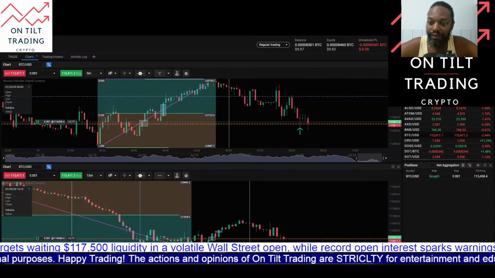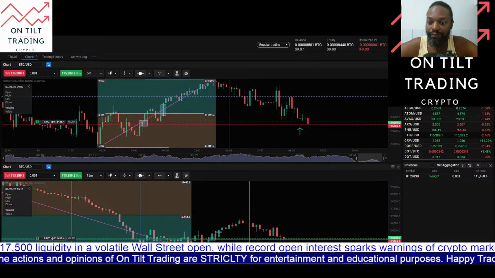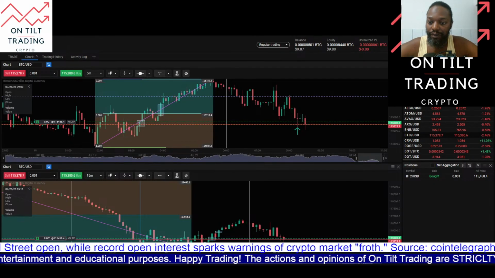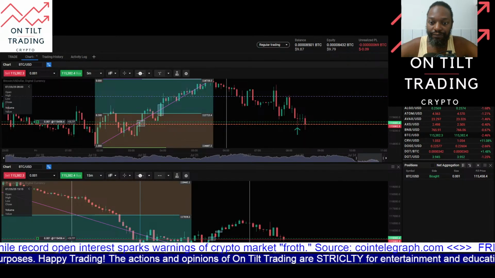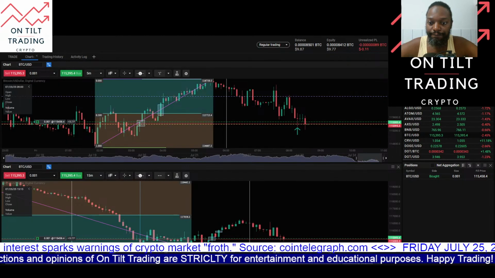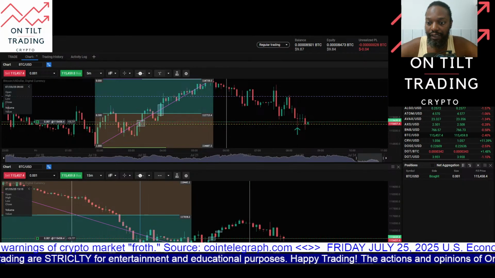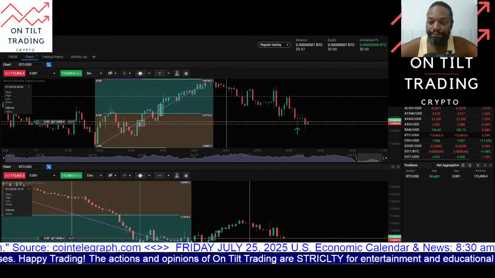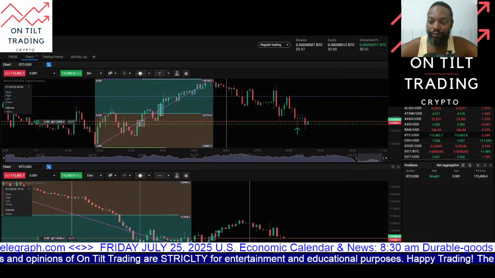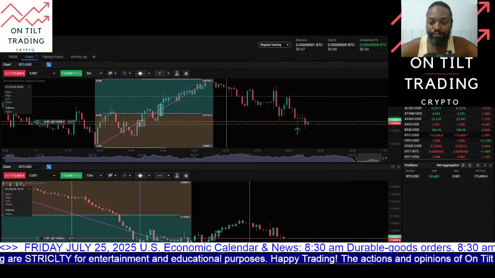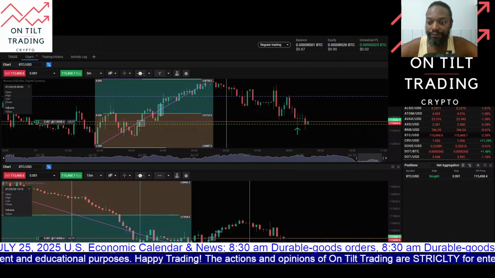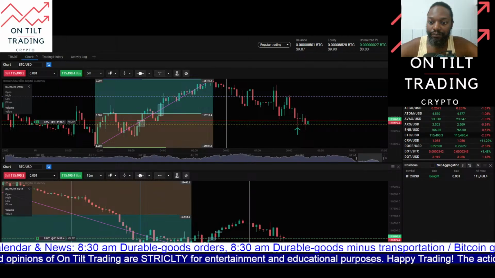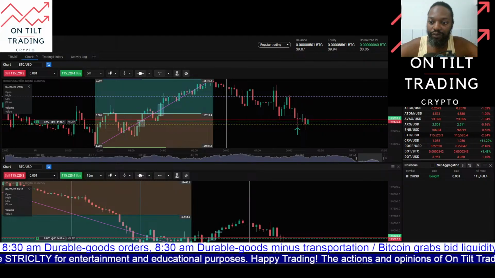Price trading now 115,400. Consolidating here. And new 5-minute candle. I'm getting consolidation now. Buy side delivery. 115,450. 480. Getting some buy side delivery here. $115,520.